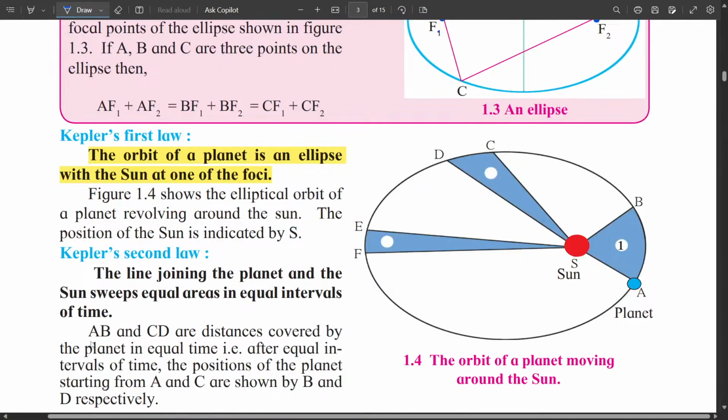Now again look at this law. The orbit of a planet around the sun is an ellipse with the sun as one of the foci. So this sun is at, let us say, point F2, and again there is point F1 where nothing is there. The sun is at the focus and the planet is revolving in an elliptical orbit around the sun.